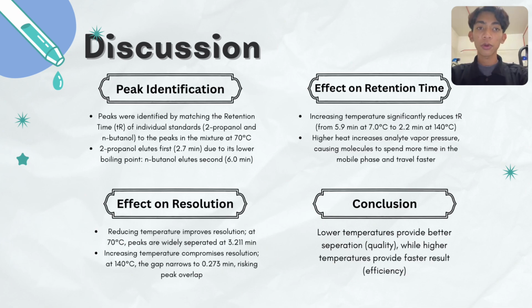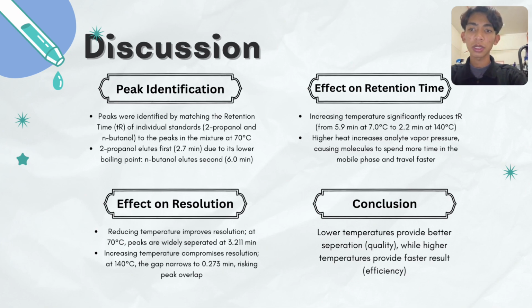For the effects on retention time, increasing temperature significantly reduces the retention time from 5.9 minutes at 70 degrees Celsius to 2.2 minutes at 140 degrees Celsius. This means that the higher heat increases analyte vapor pressure, causing molecules to spend more time in the mobile phase and travel faster. Lastly, the effects on resolution.